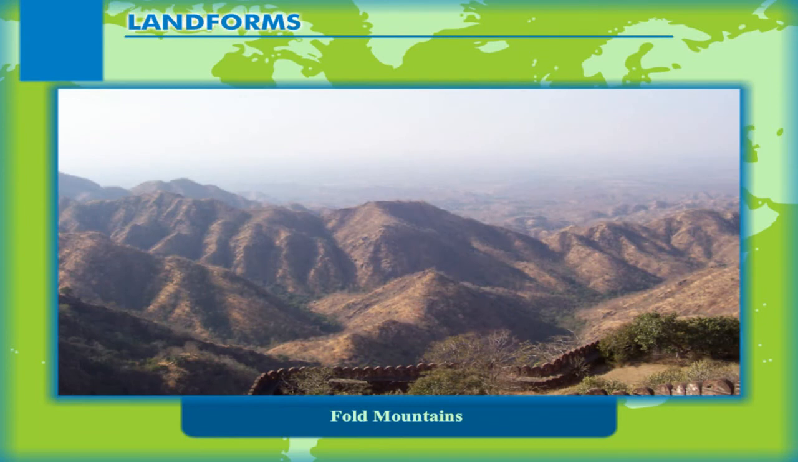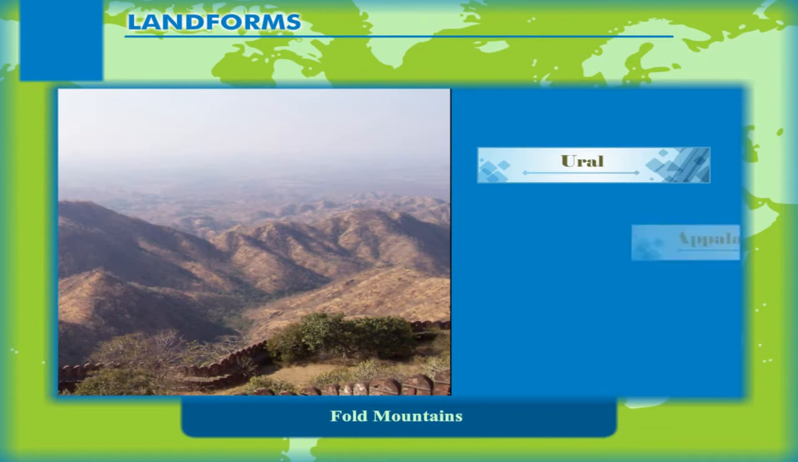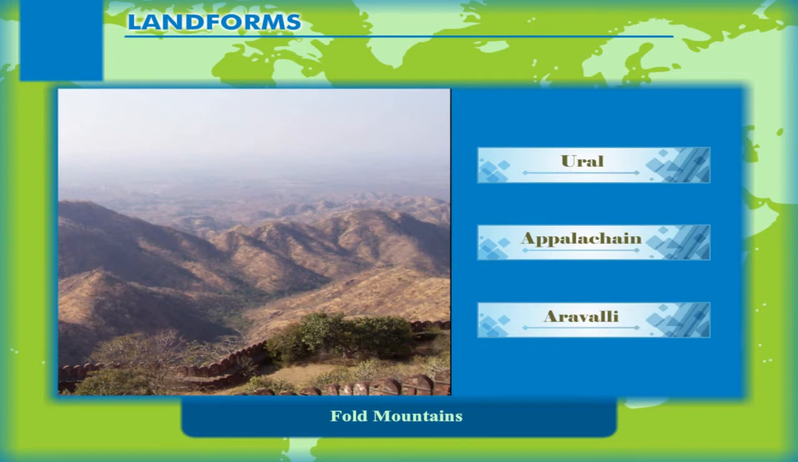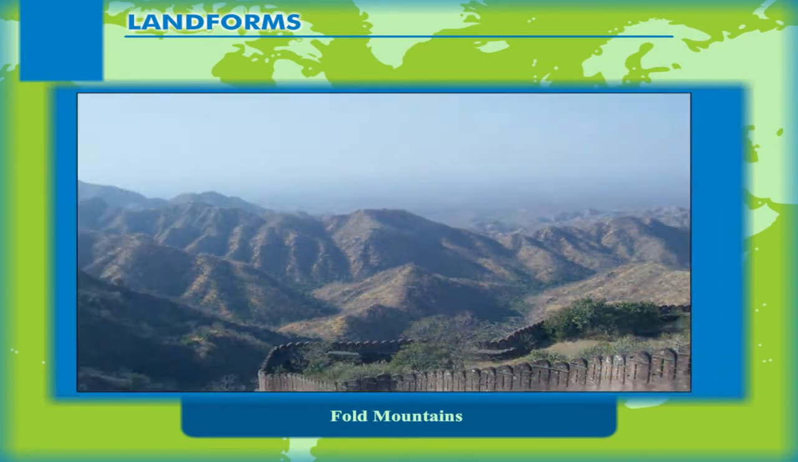Fold mountains formed in the earlier geological time before the young fold mountains have now become eroded and reduced in size. These are called old fold mountains. Examples are the Ural Mountains in Russia, the Appalachian Mountains on the east coast of the USA, and the Aravalli Range in central western India. These are the oldest fold mountain systems in the world.